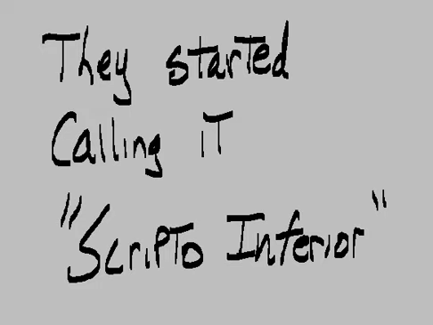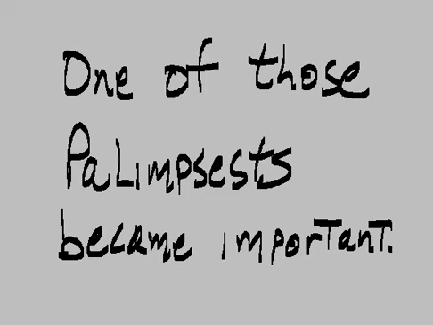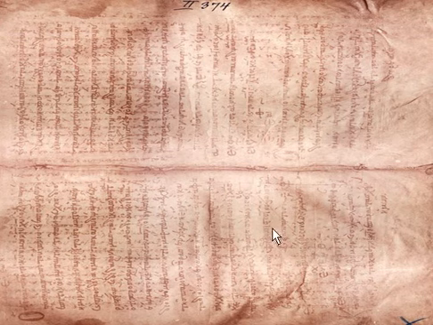They started to call it scripto inferior, inferior meaning underneath. One of those palimpsests became super duper important. It was tagged the Archimedes Palimpsest. That's our boy right there. This time, the background Archimedes stuff is going left to right, and the incantations and prayers of the monks are up and down, at least from this point of view.